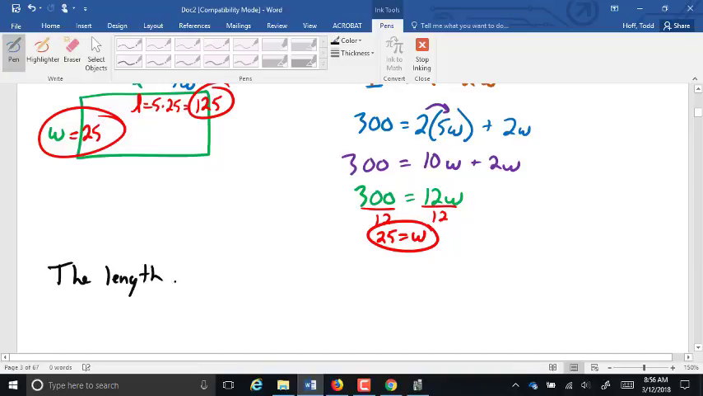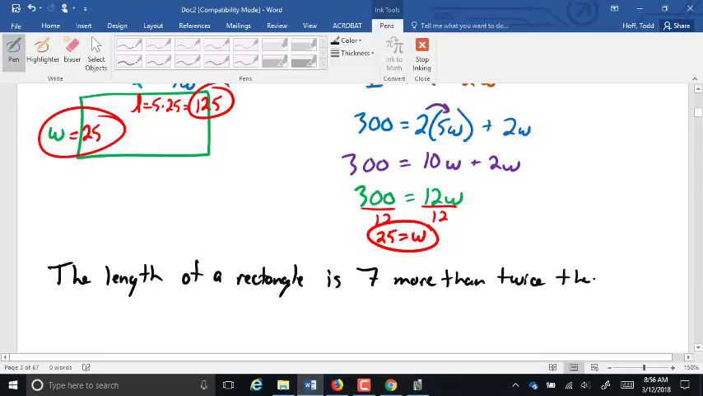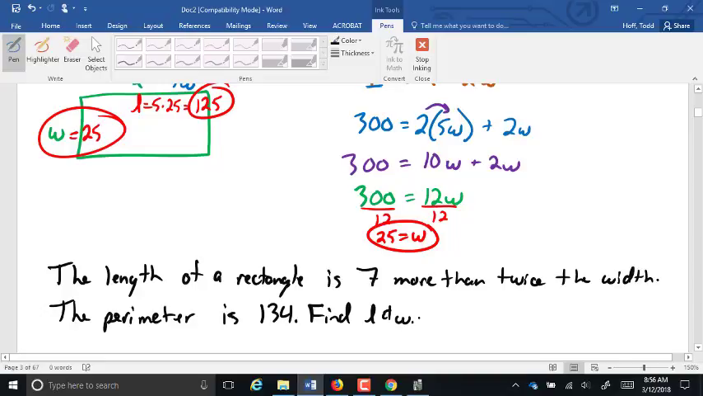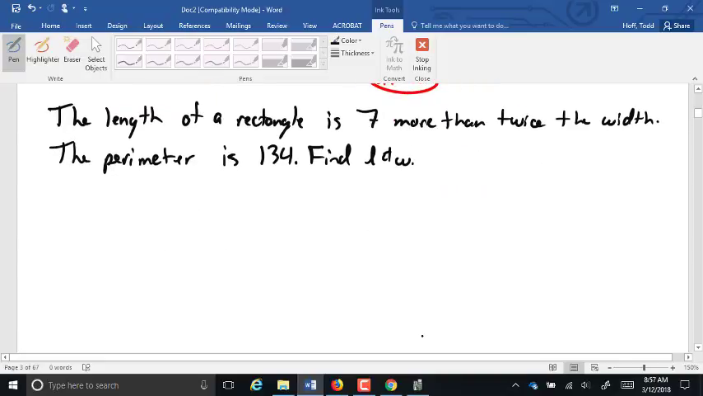I want you to try this one, see what you come up with. The length of a rectangle is 7 more than twice the width. The perimeter is 134. Find the length and width again. So let's see if you can figure out what to do with that one.